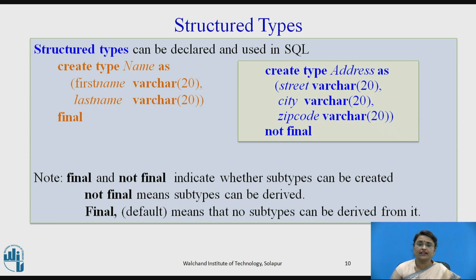Final and not final indicate whether we can create a subtype of this or not. Whenever we define not final, it means subtypes can be derived. We can again derive subtypes for address, which we define as not final, whereas final means what? By default everything is final, so no subtypes can be derived. We cannot take a subtype of name. So that is the example of final and not final and how to define the structure.